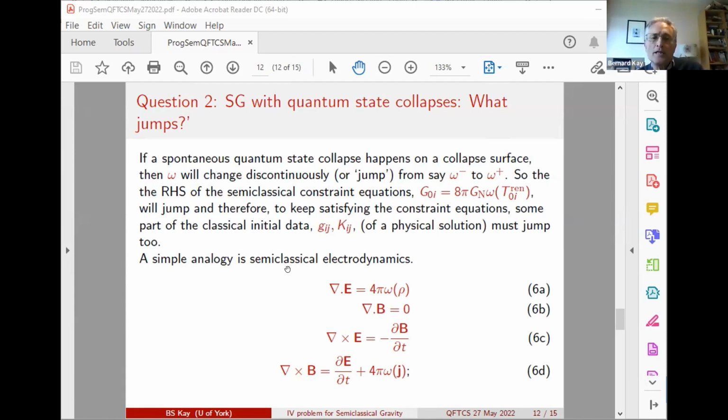Well, a simple analogy is semi-classical electrodynamics. So I've just written here Maxwell's equations, but we're to imagine that the charge density and the current arise as expectation values in some state for some quantum charge scalar field, let's say, which I haven't bothered to write down the equation for.